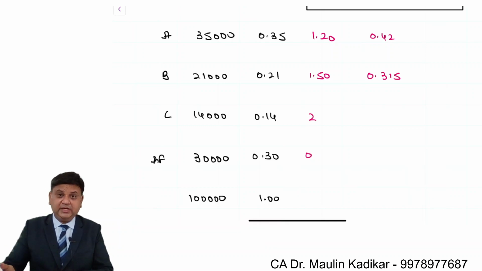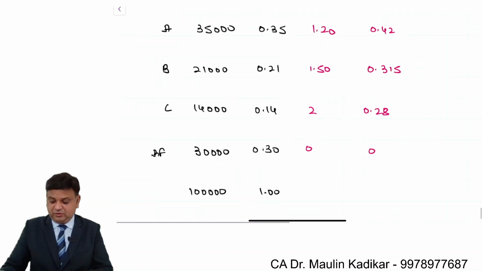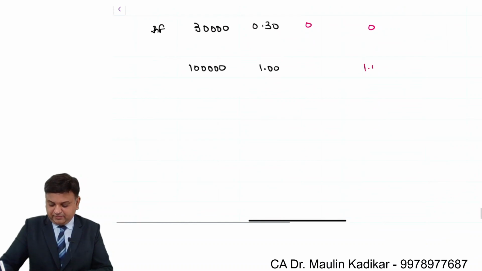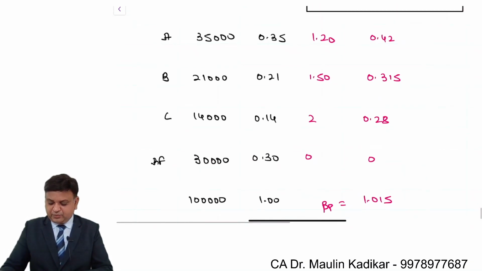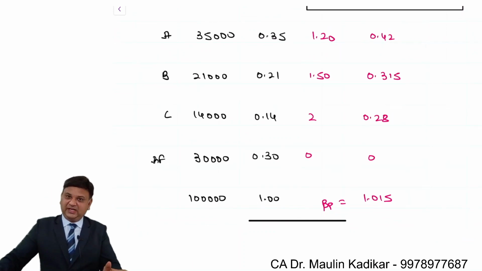0.14 into 2 is 0.28. And this is of course 0. So the total of all of them will be 1.015. That is the beta of the portfolio, so that can be cross verified. It will be exactly what you desire.